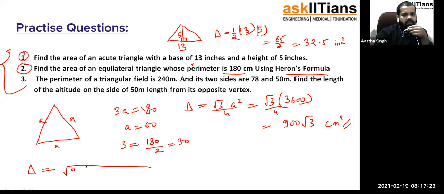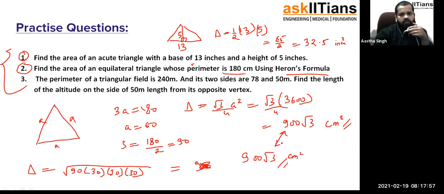S is 90. S minus a, which is 60, 90 minus 60 will be 30. Again 30 and again 30. Why? Because all are equal, right? So 1, 2, 3, 4 tens are there. So 2 tens will come out, right? And 2 nines are there, so 1 nine will come out. So only root 3 will be left, which is the same answer, right?